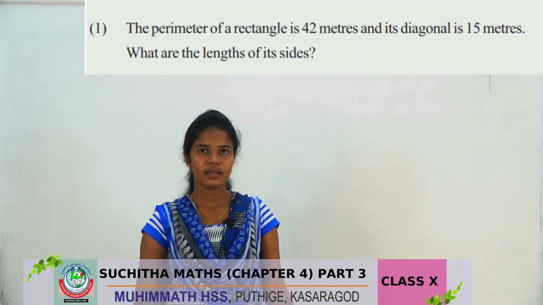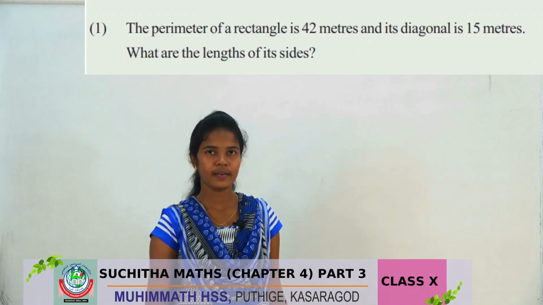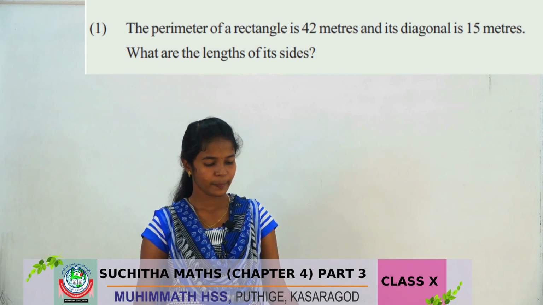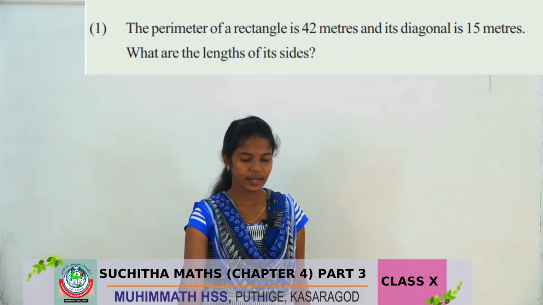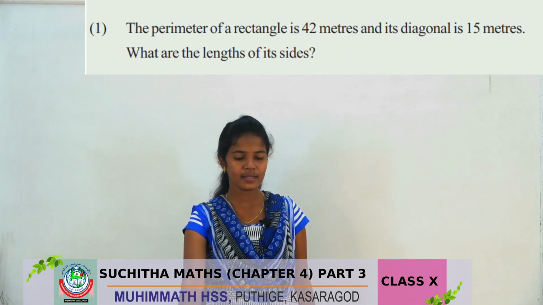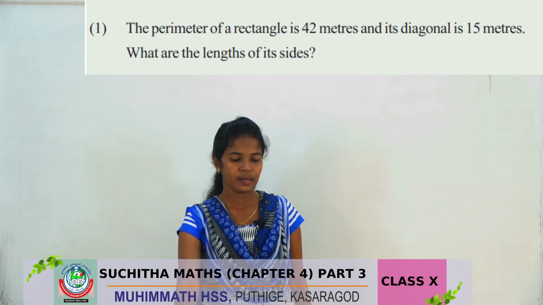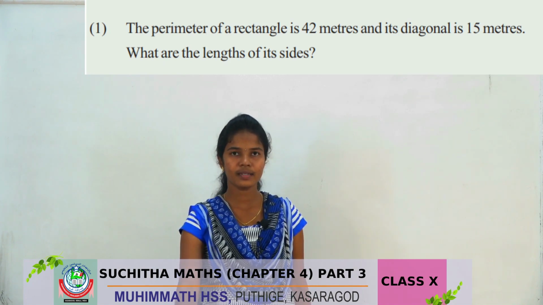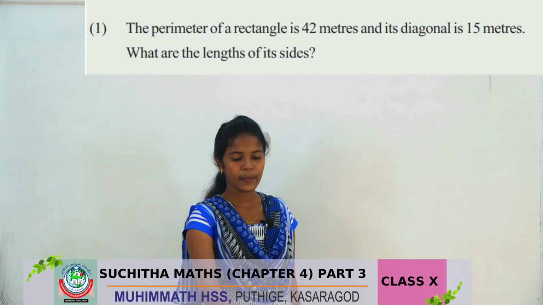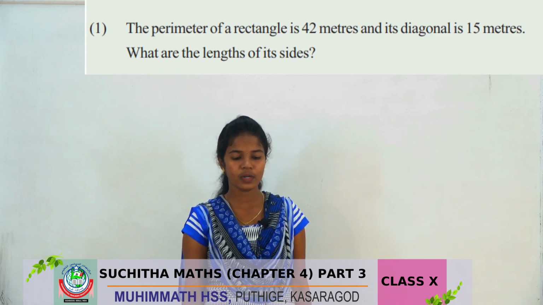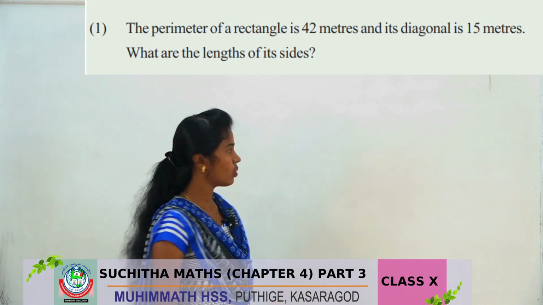Okay. Next, open page number 97. The first question: the perimeter of a rectangle is 42 meter and its diagonal is 15 meter. What are the lengths of its sides? Given the perimeter of the rectangle is 42. So here you first draw a rectangle.